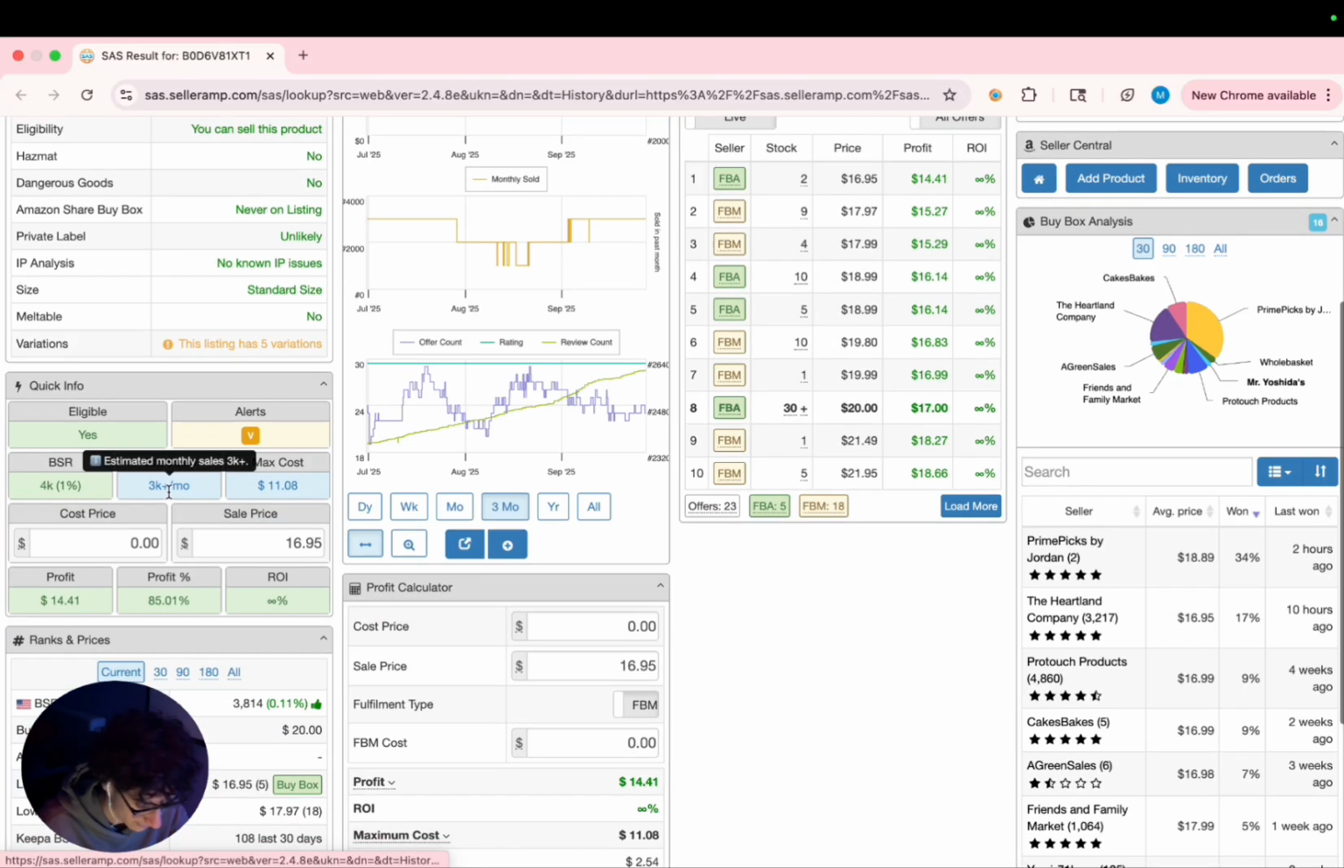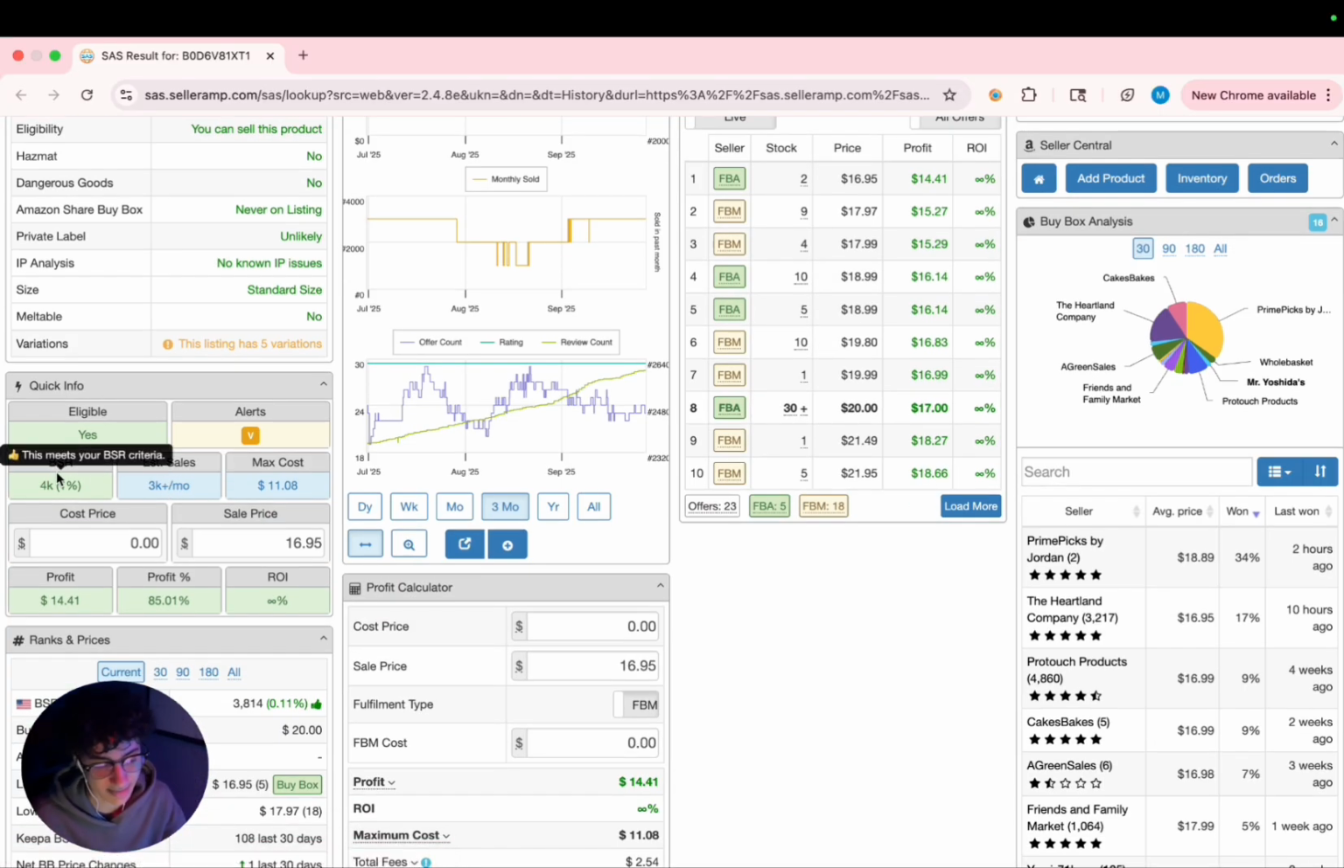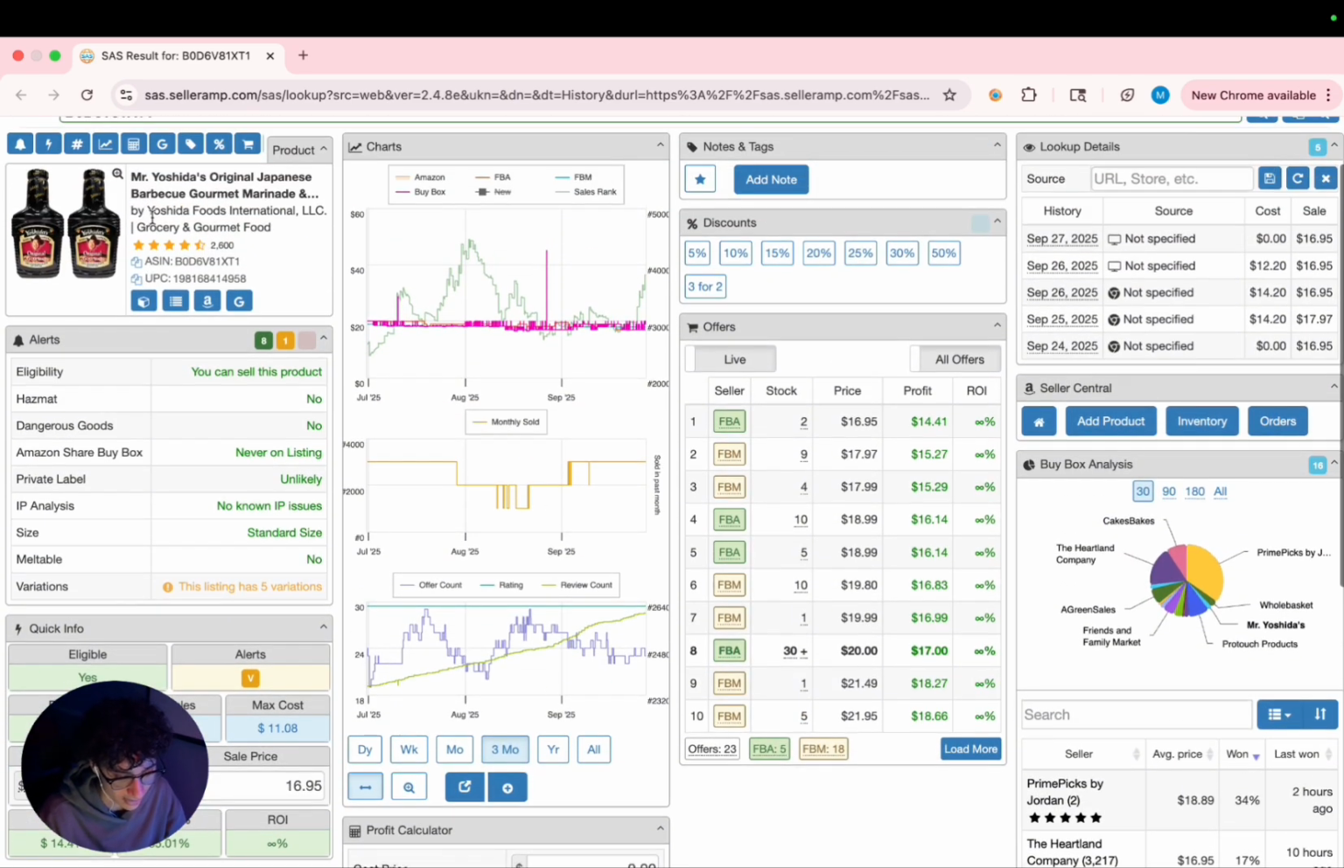Scrolling down to the quick info, okay, BSR. What does this stand for? This stands for Best Sellers Rank. This means that this is the rank of the product inside the category grocery and gourmet food. So this is ranked in the top 4,000 and the top 1% of this category. Now, Amazon sells millions of products, so even being ranked in like top 50,000 is super, super good. That's still going to be top 1% of the category.